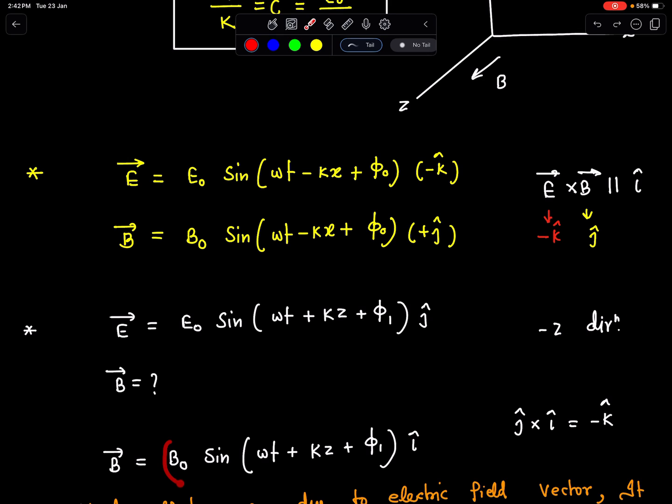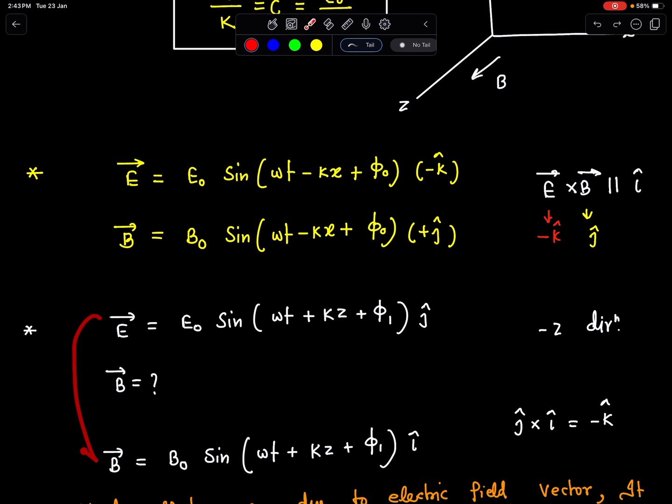So first is B naught, and we know that E naught by B naught is c. So B naught is known to us. Let's do the phase matching. It is representing a wave traveling in minus z direction. So I'm writing omega t plus kz plus phi 1 because E and B should be in same phase. Now j cross i is going to give us minus k cap. So this direction of B is going to be i cap.